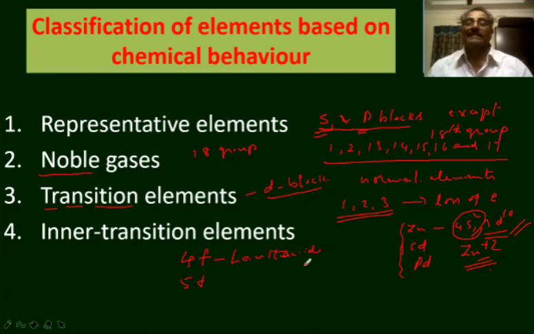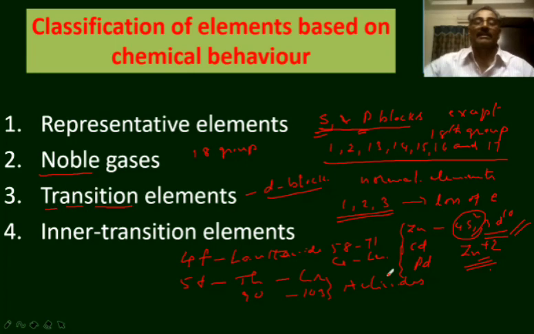Lanthanides, that is the elements from atomic numbers 58 to 71, cerium to lutetium, and the elements from thorium to lawrencium, that is from atomic numbers 90 to 103, are said to be actinides. The actinides and the lanthanides together are called inner transition elements.